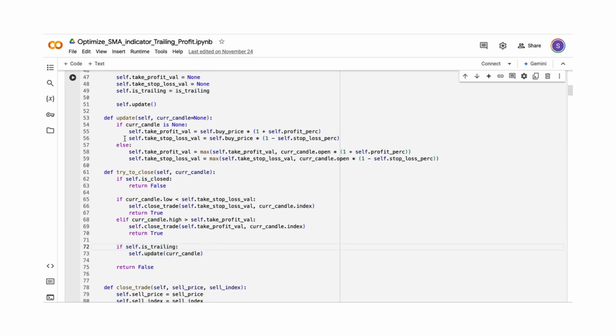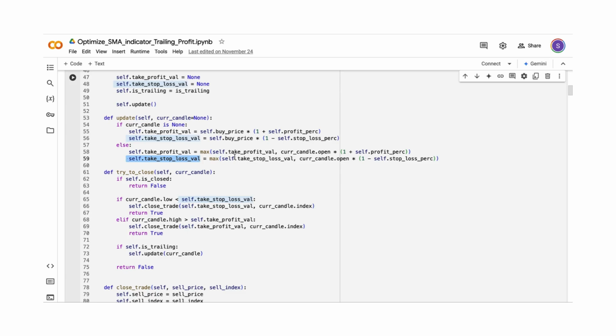What the update function does is take the take profit value, and it says the new take profit value is the maximum of the current take profit value and the current candle open value multiplied by 1 plus the profit percentage, which is like 1%, for example. So 1.01 multiplied by the current candle open, if that number is larger than the current take profit value, make that the new take profit value. And similarly for the stop loss case.